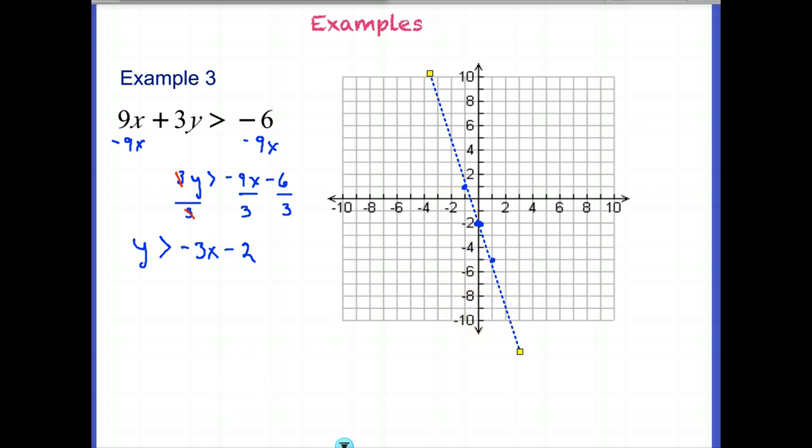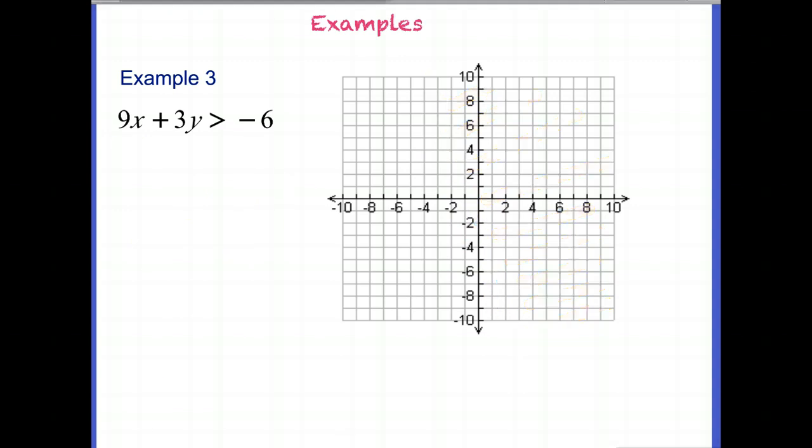Let's figure out where to shade. If I look at the equation, I want all the y's that are greater than this function. Here's my function. The line represents my function. The y's that are greater than this are above it, up here. So all those y's are greater than this function. This is where all my solutions rest.